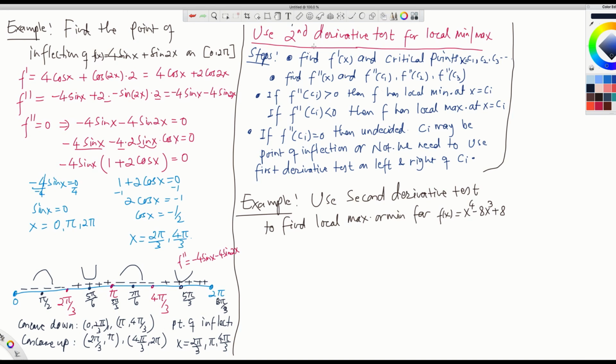Okay, now let us look at this. How do we use the second derivative test for the local min and local max? So we use the second derivative test for the concave up and down, but now we want to use the second derivative test for the local max and local min.